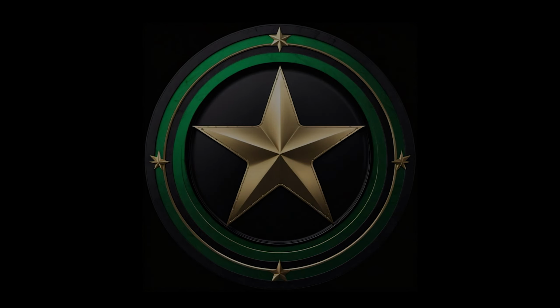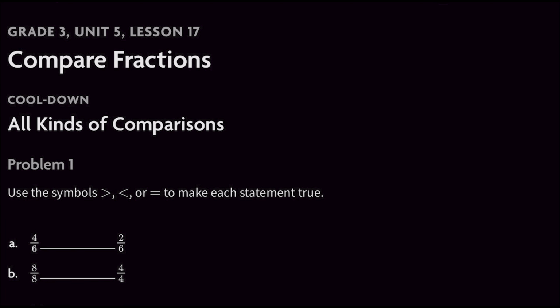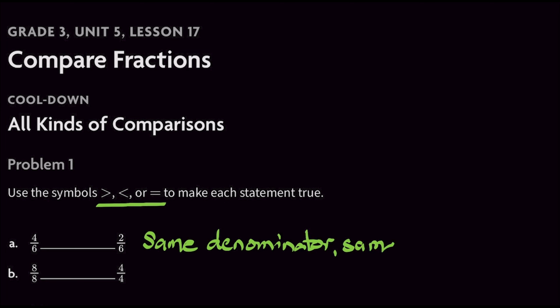The last question asks us to compare fractions in different situations. So the first thing I have to do is take a look at the fractions being compared and see what strategy I can use to help me figure out the answer. Well, the first one says 4/6 and 2/6. Those are the fractions being compared. And I can tell that the denominator is the same, which means that they're the same size pieces. So 4/6 is greater than 2/6.